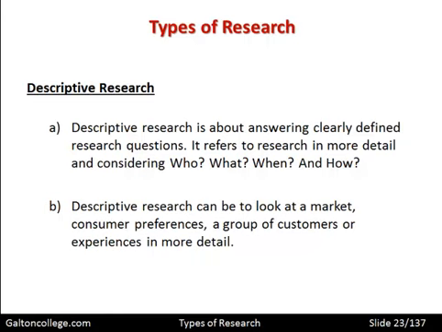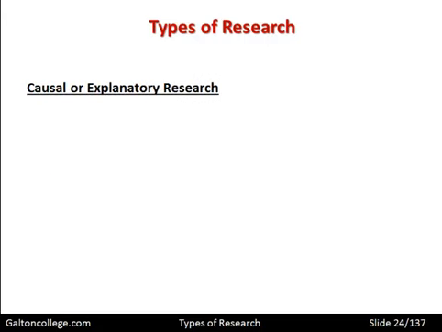It's describing the market. It's describing whatever issue was set out as an objective. It describes the selling situation. It describes the technology in the area. It describes whatever was deemed to be important. It's a description. Now, causal or explanatory research.